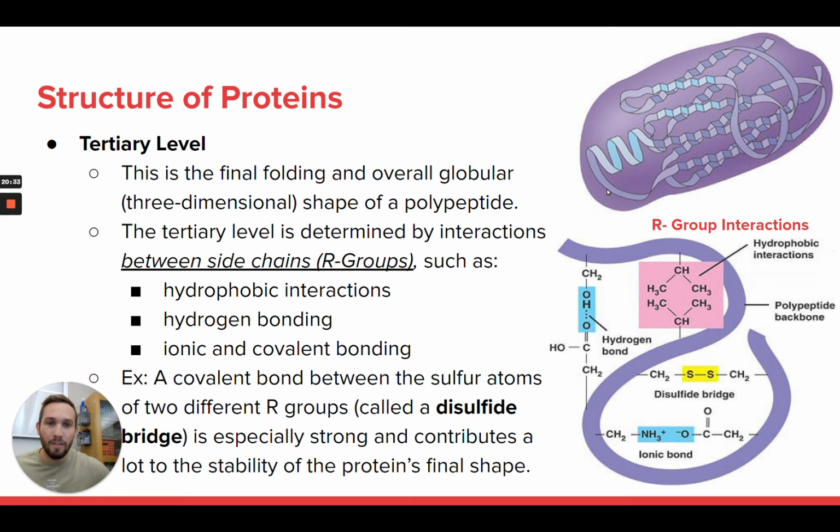And so for a lot of proteins, that's basically it. There's the primary, secondary, and tertiary level, and then that protein has now folded up into its shape, and now that it has that shape, it can go do its job, and that protein is ready to go do its specific task that it needs to accomplish inside the cell. But for some proteins, there's actually a fourth level, a quaternary level.